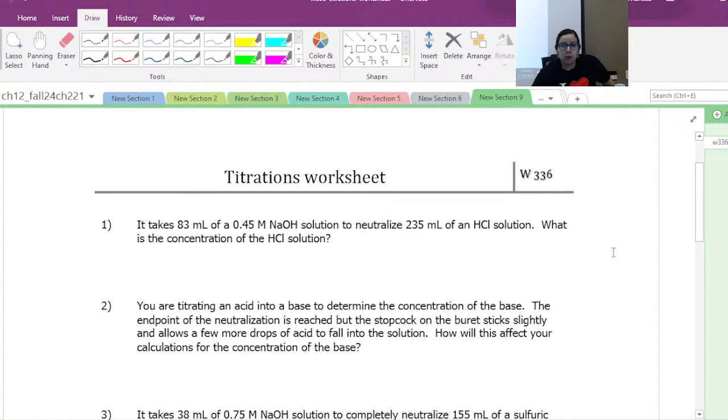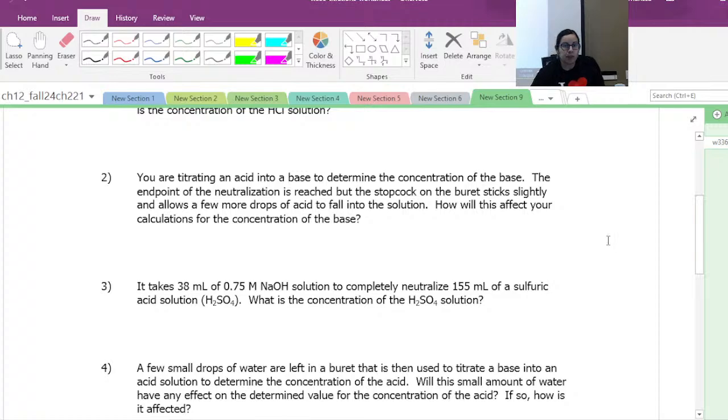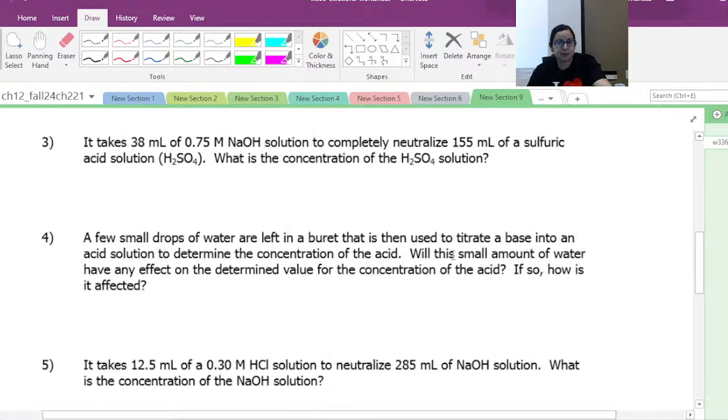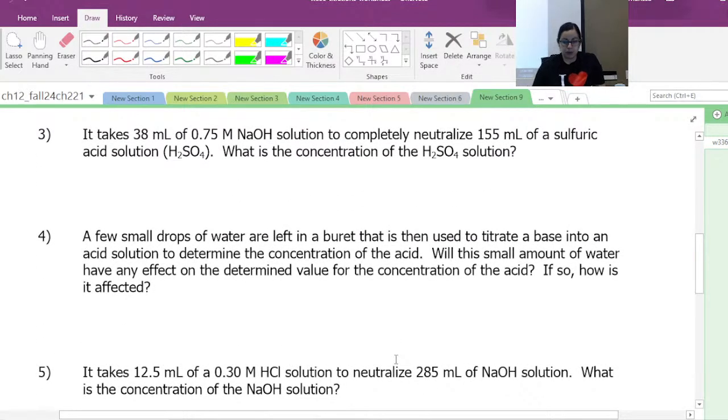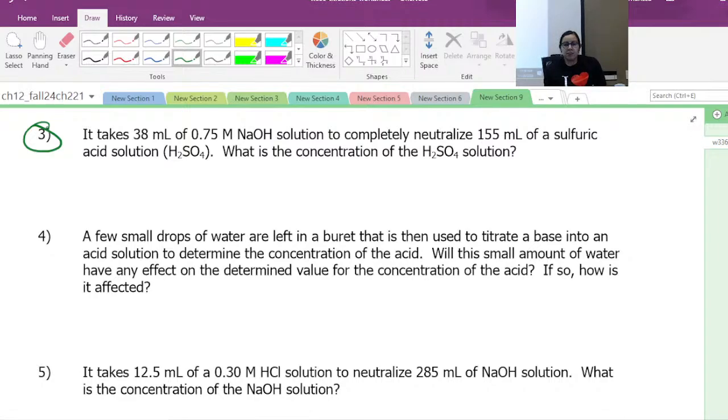So let's try, we'll do some more. So let's do another stoichiometry one, but we'll change it up a hair. Might have to write this one somewhere else. So if it takes 38 milliliters of a 0.75 molar sodium hydroxide solution to neutralize 155 milliliters of sulfuric acid, what's the concentration of sulfuric acid? And so just watch out. Start with your balanced equation, and then we'll go over it.